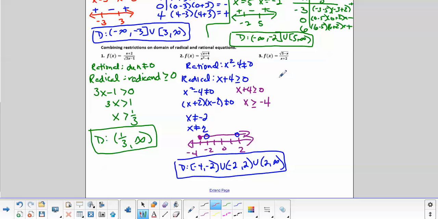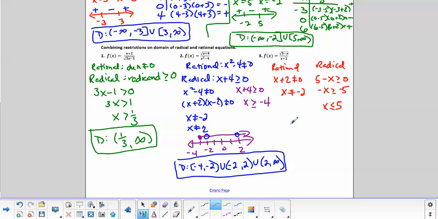Okay, and the third one is another example where you have rational and radical. So for the rational part, just the denominator cannot equal 0. So x plus 2 cannot equal 0, and so x cannot equal negative 2. For the radical part, the part underneath the square root, 5 minus x, has to be greater than or equal to 0. So subtract the 5, and you have negative x is greater than or equal to negative 5. When you divide by negative 1, remember that that flips your inequality, so x is less than or equal to 5.